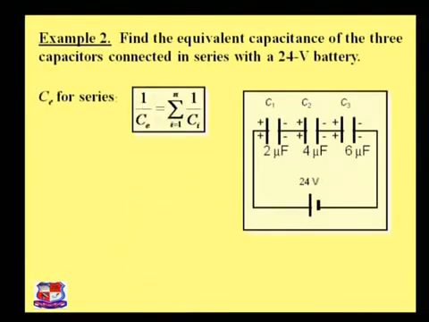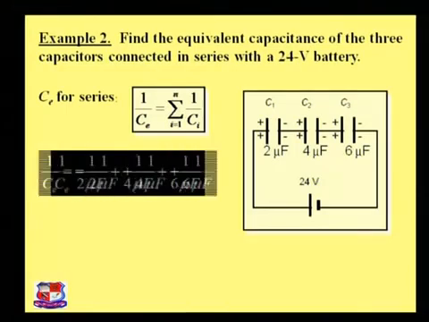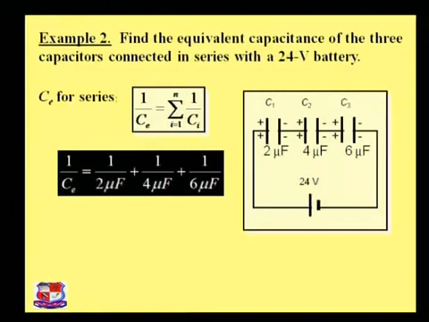Let's find the equivalent capacitance of three capacitors connected in series with a 24 volt battery. This is the figure: a 24 volt battery applied to C1, C2 and C3. C1 has 2 microfarad, C2 has 4 microfarad and C3 has 6 microfarad. With the help of the equation 1 by C equals sigma i equals 1 to n of 1 by Ci, where n is 3, so 1 by Ce equals sigma i equals 1 to 3 of 1 by Ci. Using that equation, 1 by C equals 1 by C1, which is 2 microfarad, plus 1 by C2, which is 4 microfarad, plus 1 by C3, which is 6 microfarad.